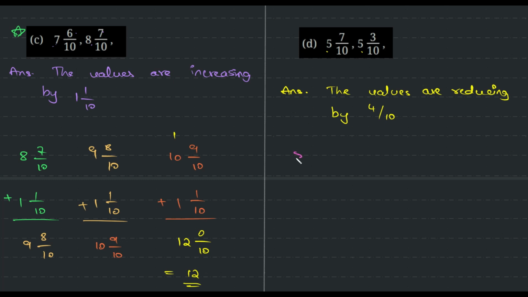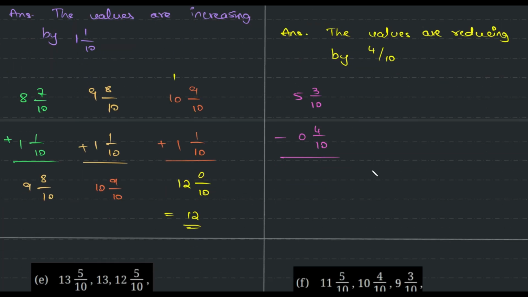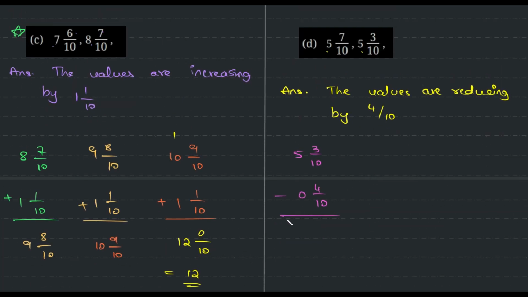Okay. So 5, 3 by 10. I need to subtract 4 by 10 from it. So clearly we can't do that. I don't have enough space for this actually. So we need to borrow. So what I will do is I'm changing this to 4 and this to 13. And now I'm doing the difference. So this is 9, 10 and 4.